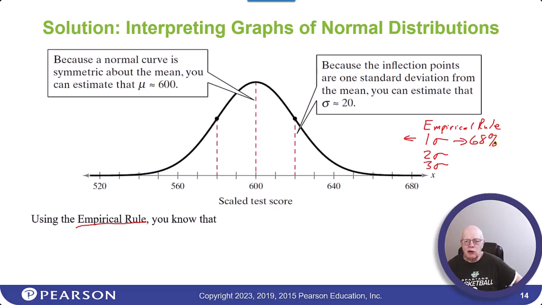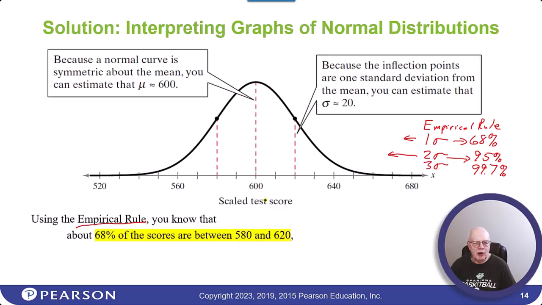Well, what about 2 standard deviations both ways? And that would cover about 95% of the data. And 3 standard deviations, this one's a little bit harder maybe to remember, but it covers almost everything. There are almost no data items beyond 3 standard deviations in either direction.